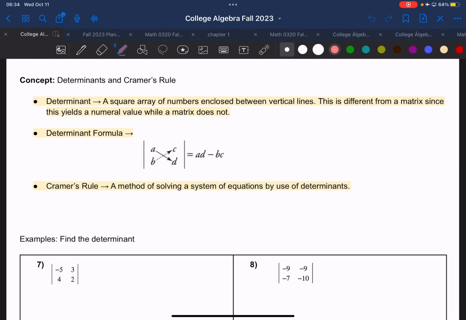Okay, so on Monday we looked at a few examples of Gaussian method. Now we're going to look at a few examples of Cramer's rule. So this is still topic 13. This is just going to be part 2.